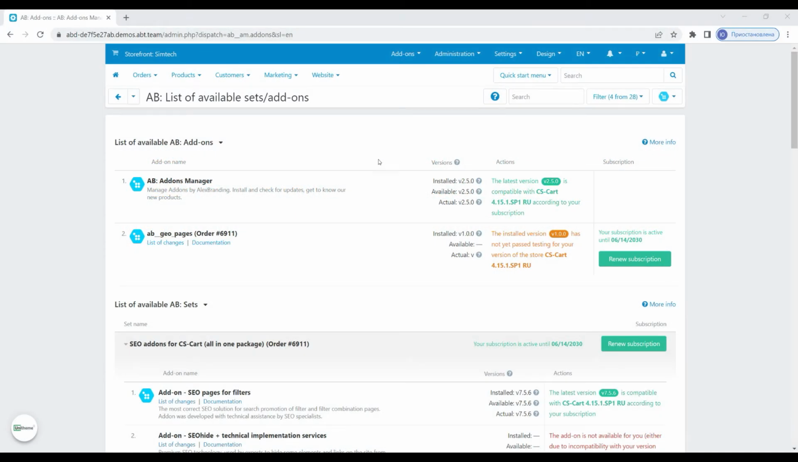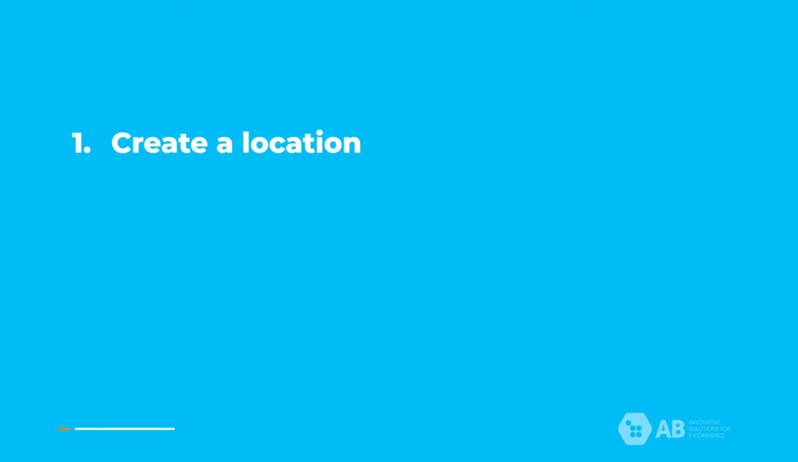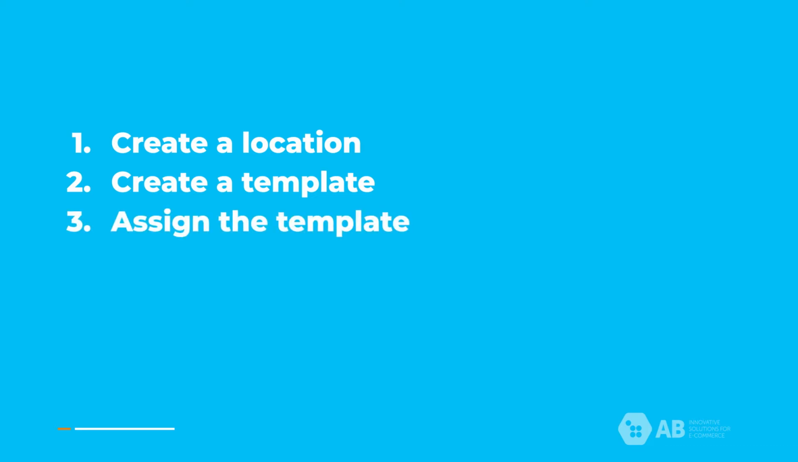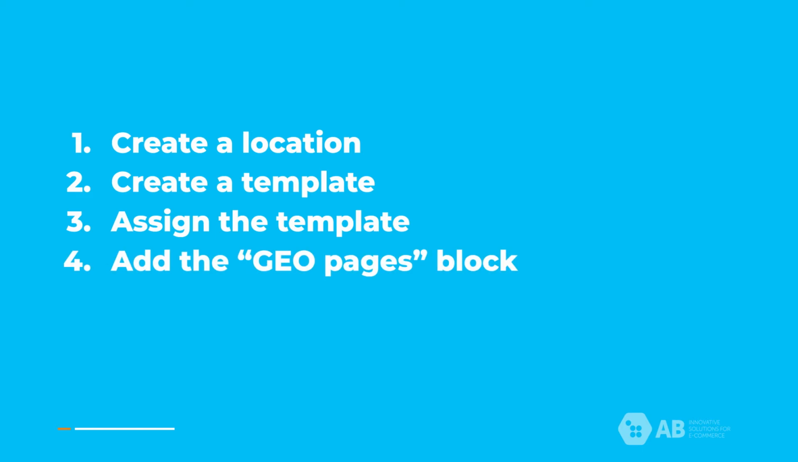Let's now see how the add-on works. We will make a page for the buy laptops in Boston request, step by step. For this task, we will need to create a Boston location, create a template for category pages, set this template as the default for all pages, or set it specifically for the category page, in our case laptops. And at the end, add a special GeoPages block to the category layout page.